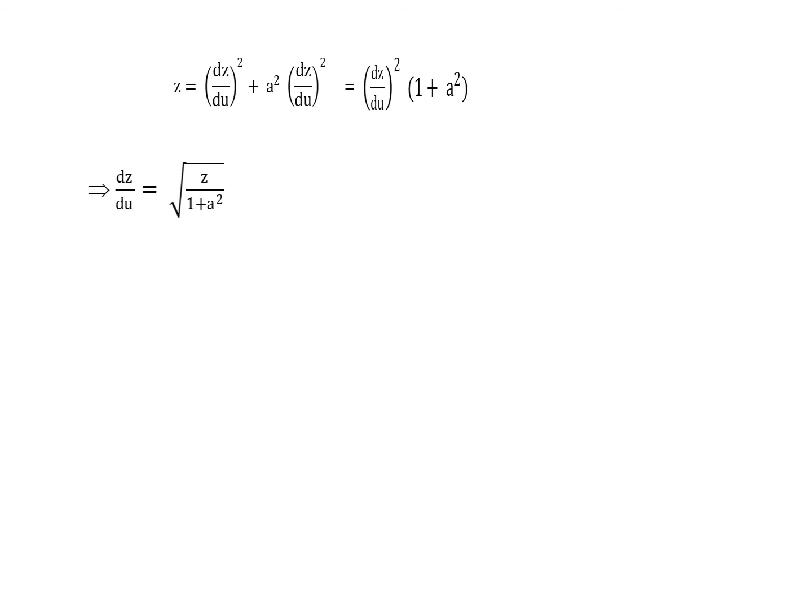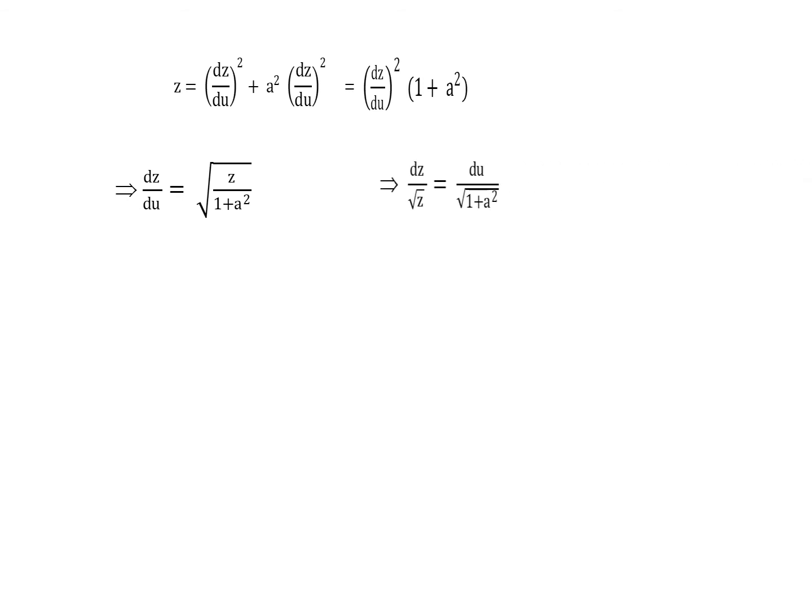From here, try to get the answer of dz by du. So it is a very simple algebraic calculation. dz by du whole squared will be z by 1 plus a squared. And when we take square root on both sides, we will get the answer of dz by du as root of z by 1 plus a squared.